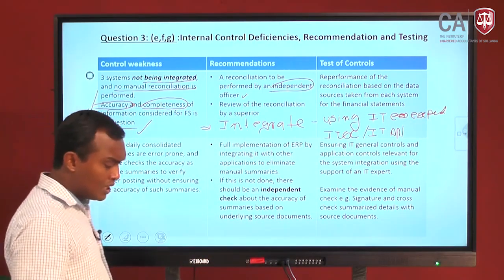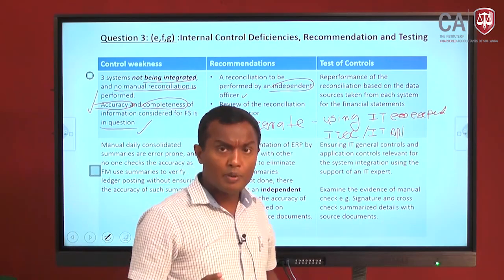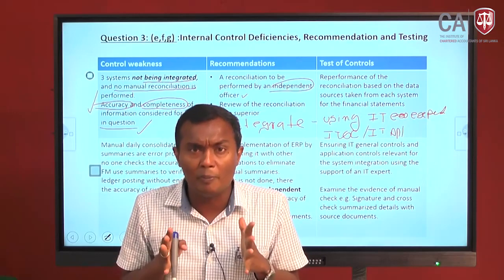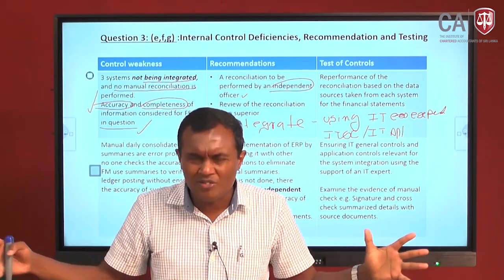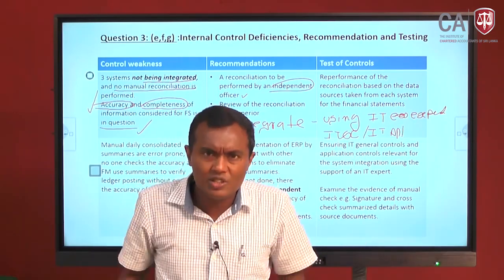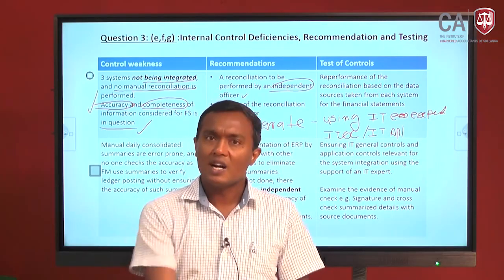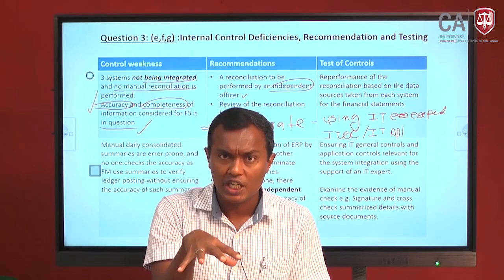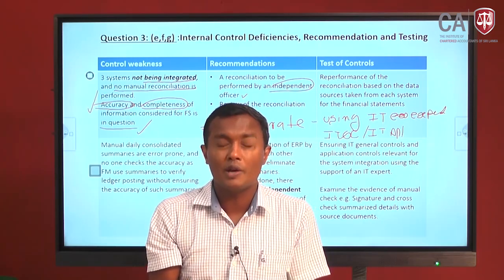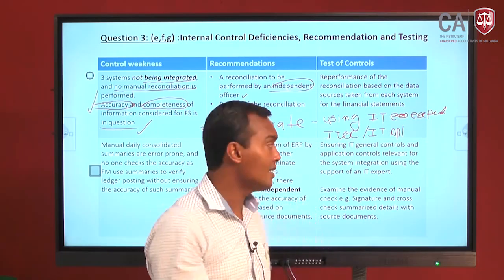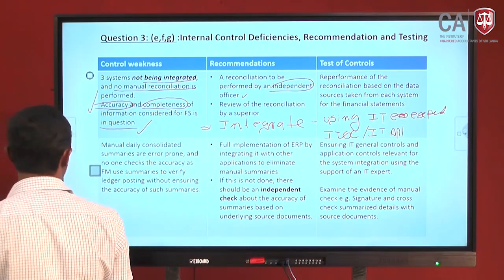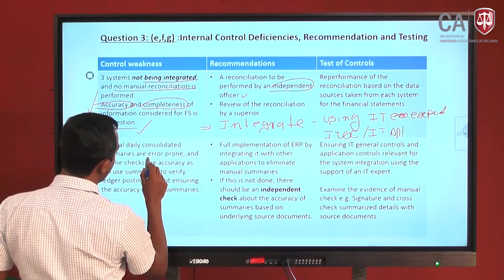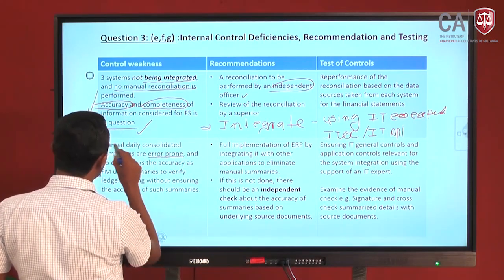Then in my slides you found how they are prepared in accounts, that the FM gets the manual consolidated sheet. Now, based on the sheet the FM prepares, but if there is any error in that consolidated Excel sheet, how do you know? Who is going to detect? That is another weakness. Manual daily consolidated summaries are error prone. See this word, error prone. Why are they error prone? Because they are manual.